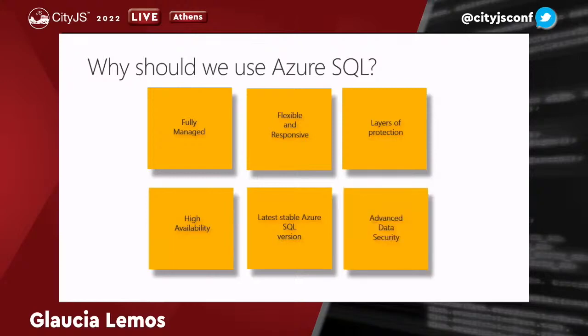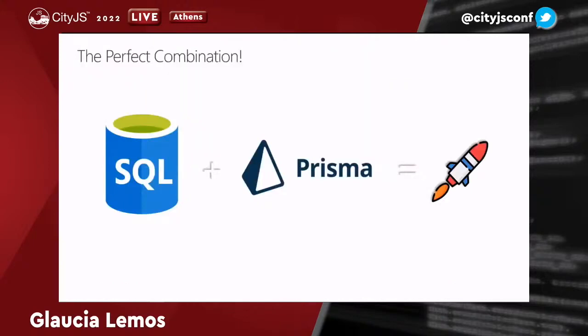And advanced data security, where you can enable cryptographic verification, remediate threats in real time with intelligent threat protection, and protect your data with Always Encrypted technology. There are many other benefits to using Azure SQL. If you want more information after this talk, you can see the link in the video description. After discussing all the benefits of using Prisma and Azure SQL, we can see that it is the perfect combination.